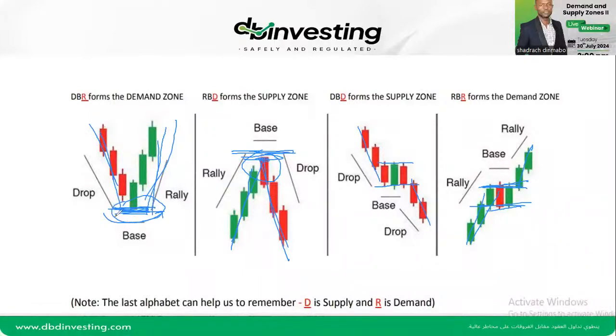One, we have the drop base, which is the turning point, rally. Is that okay? We come to this other formation. We have the rally base, which is the takeoff point. Okay, the base point, and then which is on rally. So these are the two basic demand zone formations. Then we come to the supply zone formation. We have the rally base point, okay, drop. And they also have the drop base, okay, drop. Is that okay? So these are the basic demand and supply zone formations.